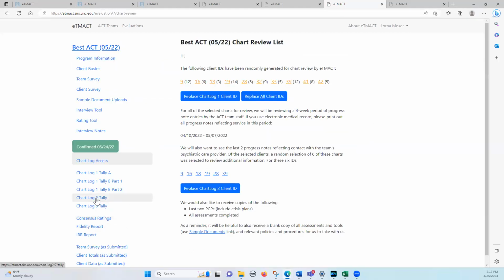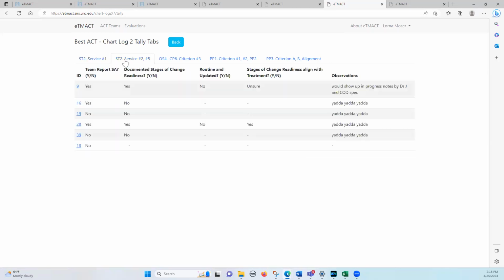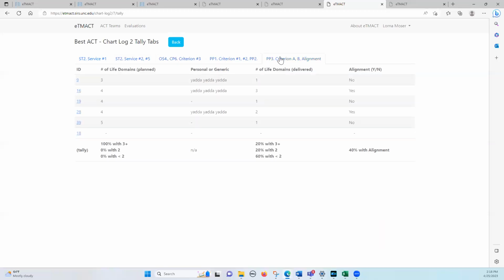Now let's take a look at chart log 2 tally. This is summarizing data that we completed by way of what we call the long chart review or full chart review, where beyond the service notes for 6 subset of charts, we're also looking at assessments and treatment plans. Up at the top, you can click through to see the summary information that came from those forms.